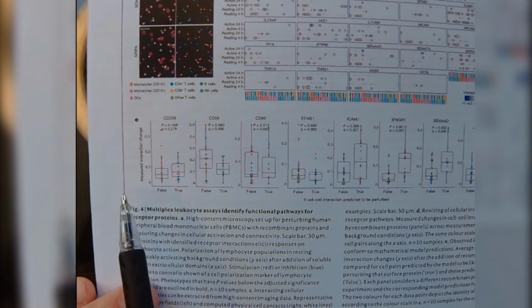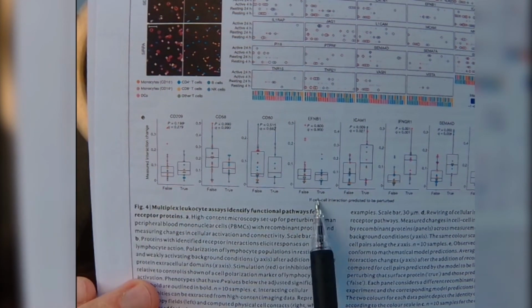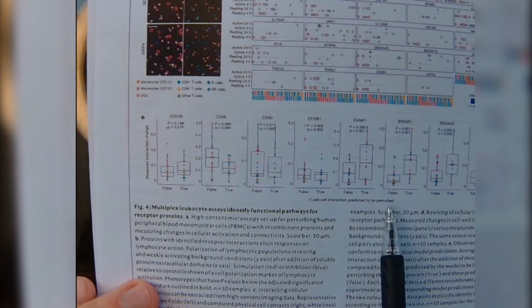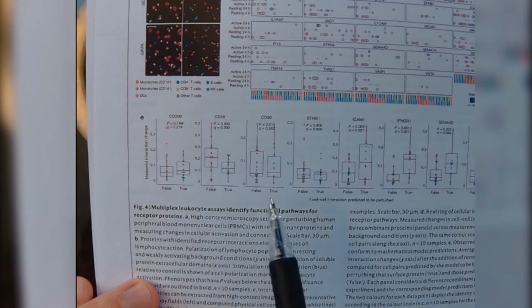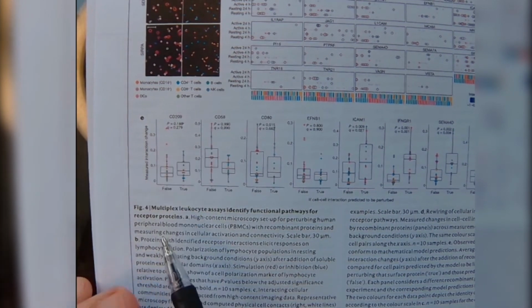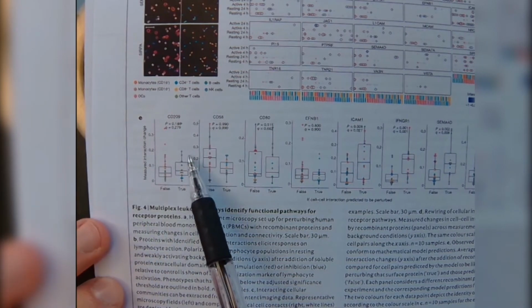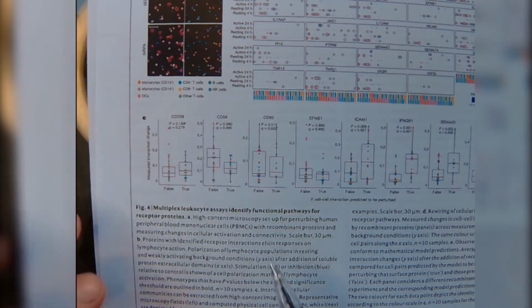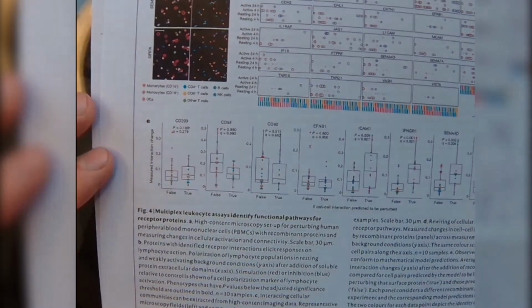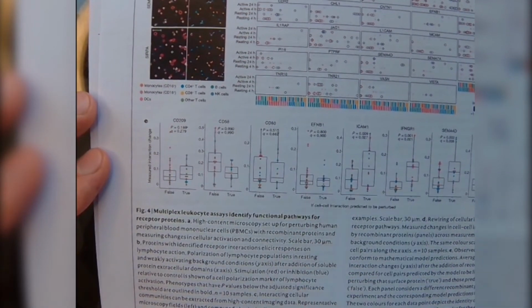So you can see measured interaction change on the y-axis, and if cell-to-cell interactions predicted to be perturbed. So if they were false and low, that means it accurately predicted. If they were high and true, again, accurate prediction. An inverse of this would indicate a false reading.